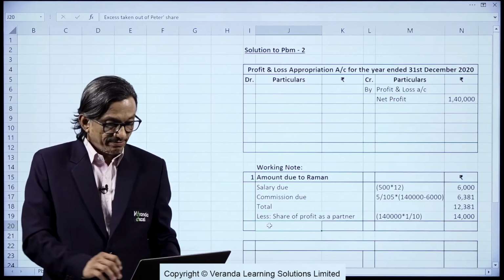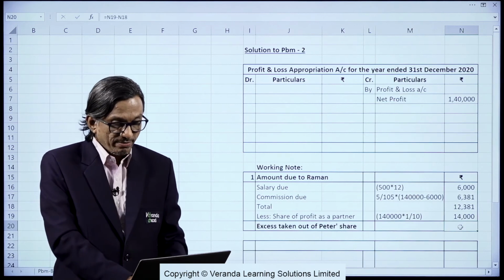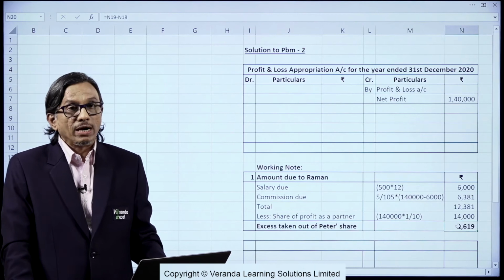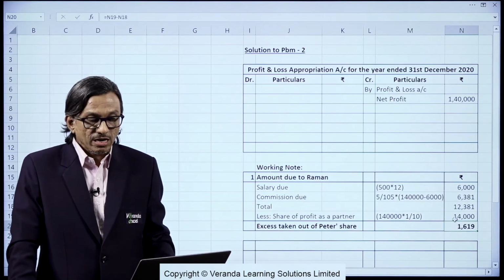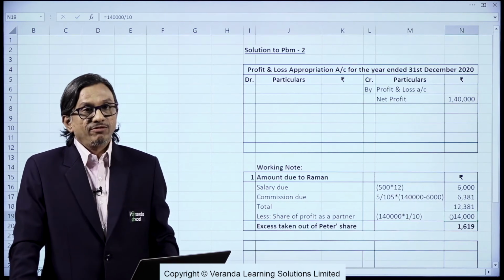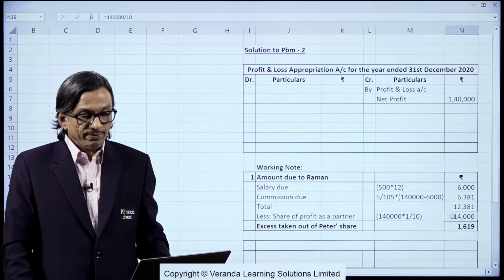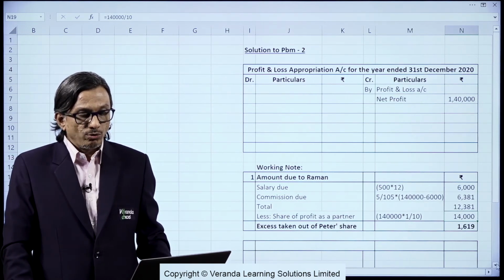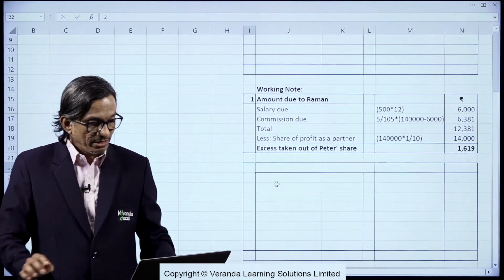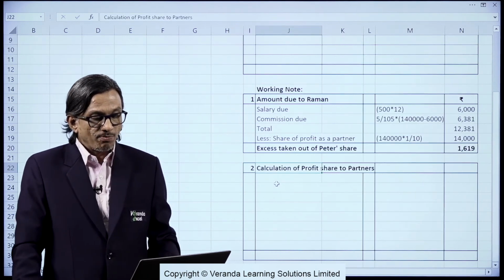What is the excess? 14,000 minus 12,381. So this excess payable to Raman will be taken from Peter's share, 1,619. So Raman will get 14,000 no doubt, but whatever Peter is entitled, from that you have to deduct 1,619, he will get the balance only. Okay. So therefore, I am going to show you how the profits get distributed between the partners in working note number 2. Calculation of profit share to partners.